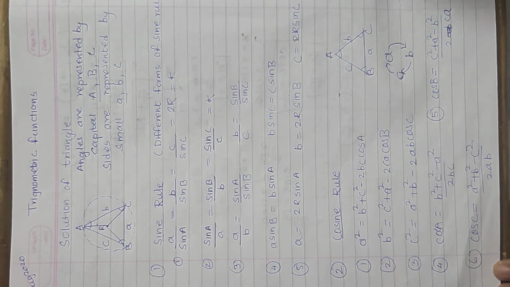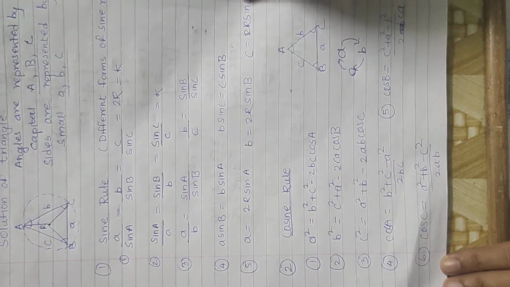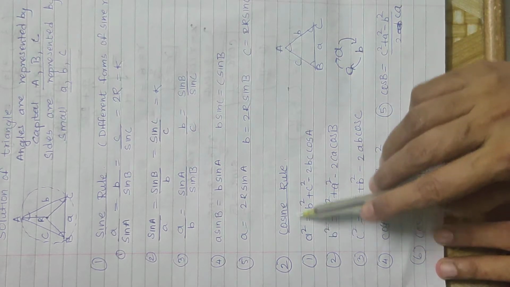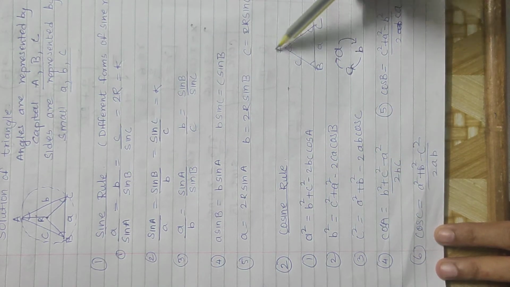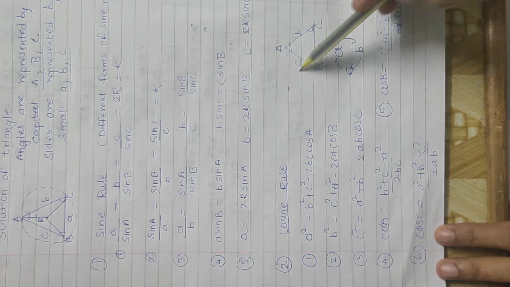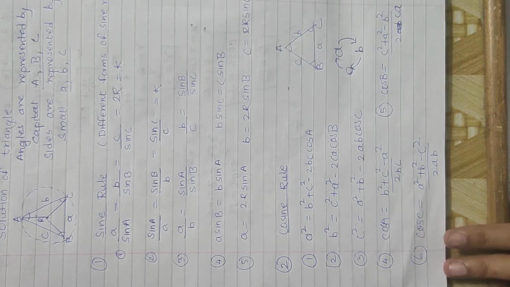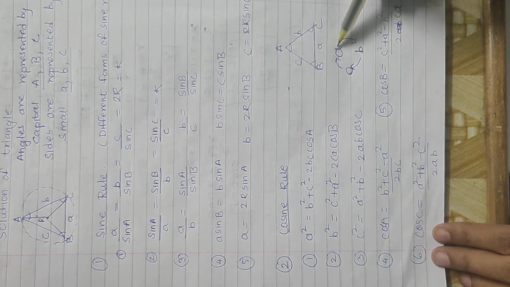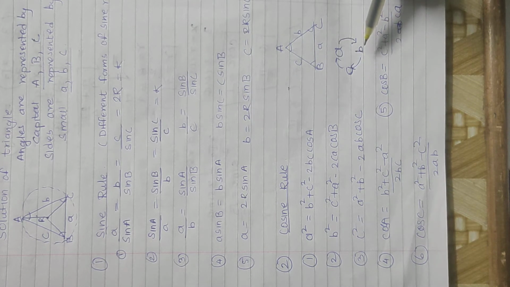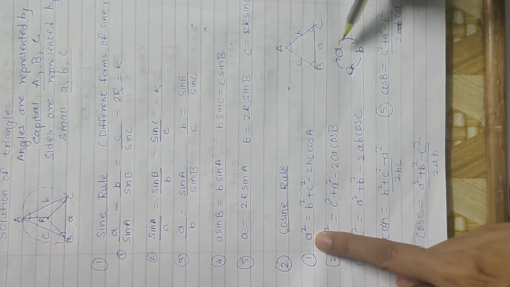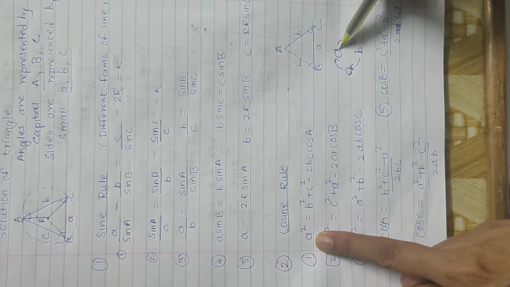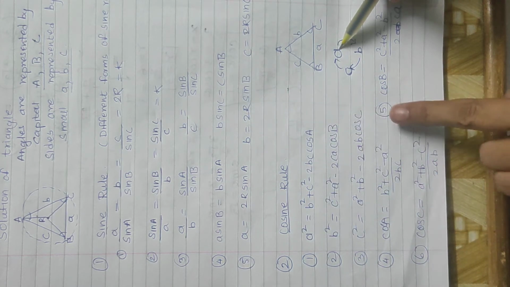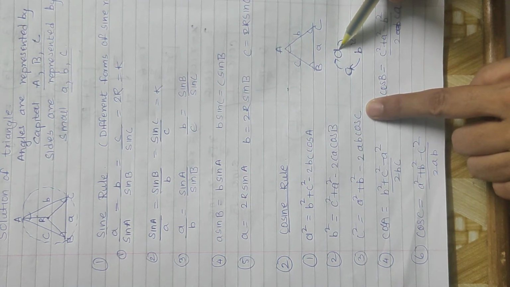Next is the cosine rule. Same triangle ABC, these are the sides and these are the angles. Now see how to remember. You have to take it in a cyclic form, from here in a clockwise direction. We will start from here with a square. In the cosine formula, cos A, cos B and cos C will come, that you remember.